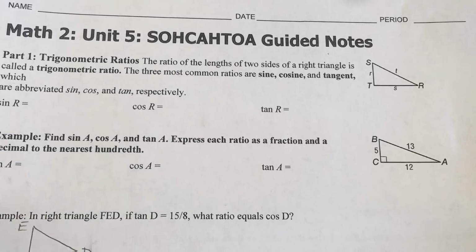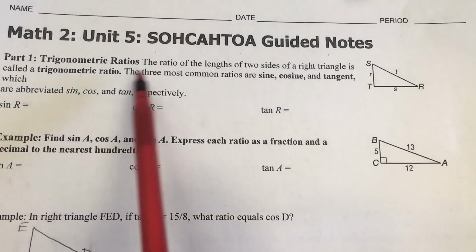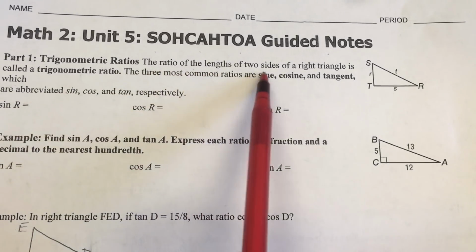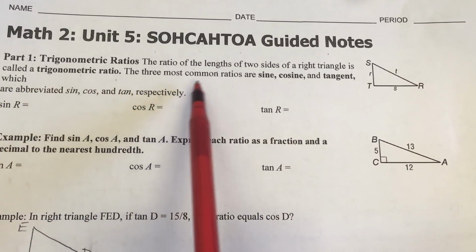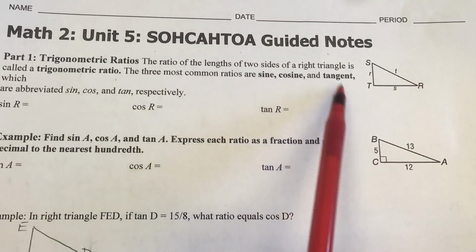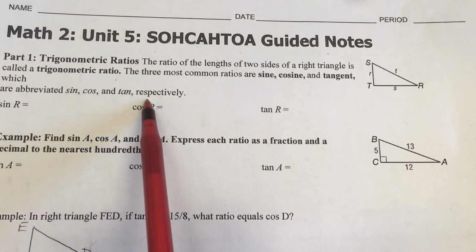Alright, this video is on SOH CAH TOA, which is trigonometry. The ratio of the lengths of two sides of a right triangle is called a trigonometric ratio. The three most common ratios are sine, cosine, and tangent, which are abbreviated sin, cos, and tan, respectively.